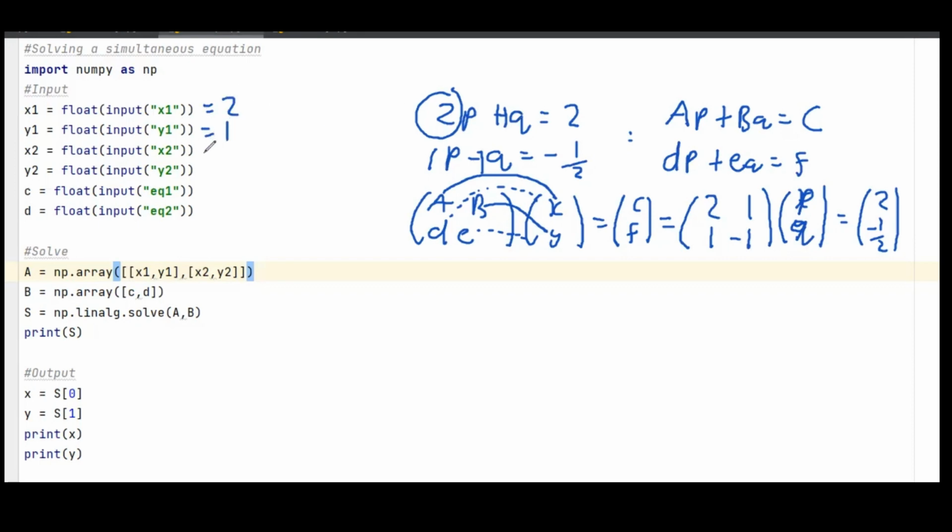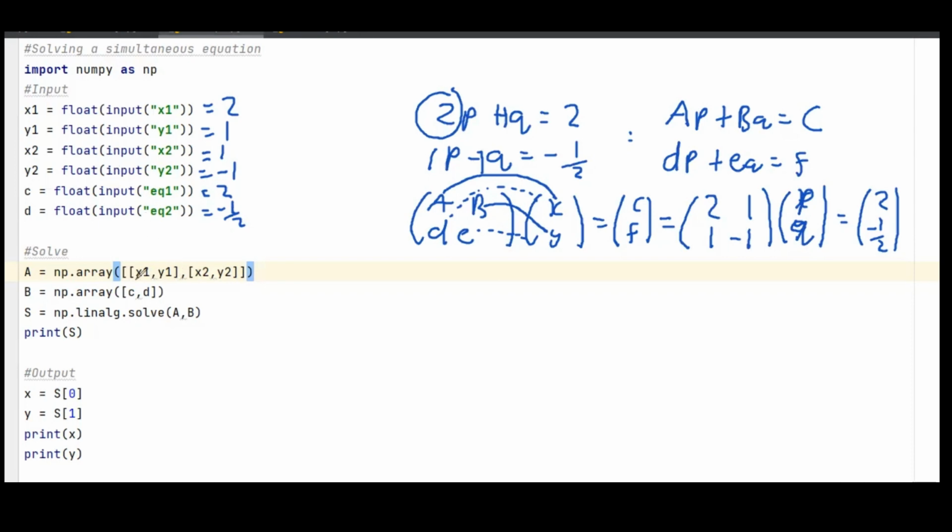Our x2 would equal 1, and our y2 would be -1. C is going to be what our equation equals to. So equation 1 is equal to 2, and equation 2 is equal to -1/2. So that's what we'd input in, which we'll do in a minute. Now, the reason why we do it this way is because we want it to be general. We want it to work for any simultaneous equations, for any user inputs.